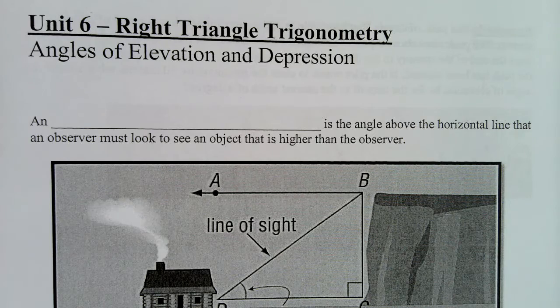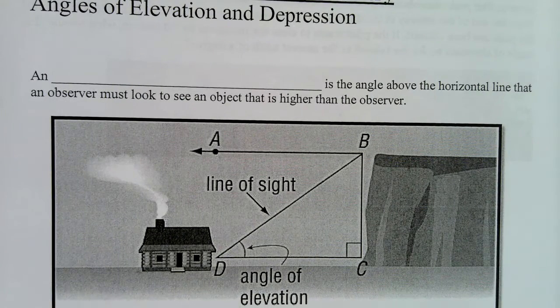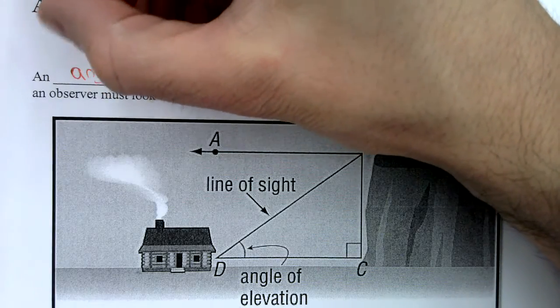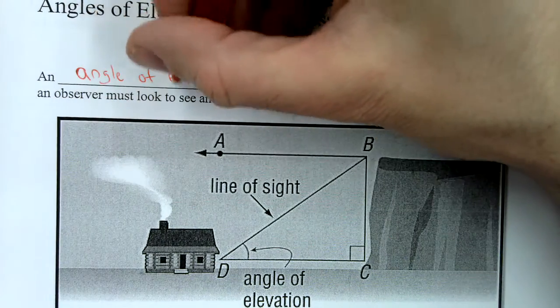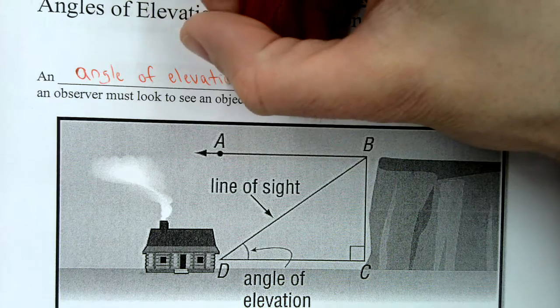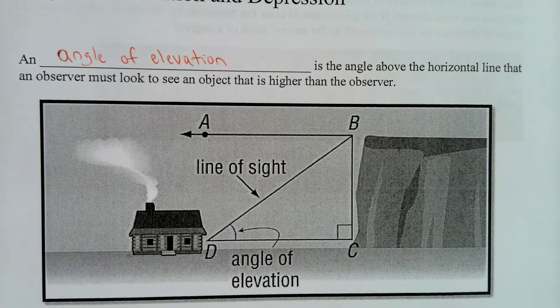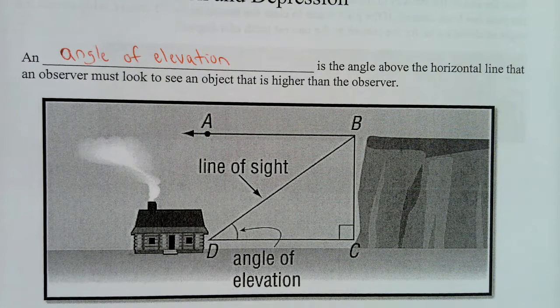The first definition is an angle of elevation. An angle of elevation is the angle above the horizontal line that an observer must look to see an object that is higher than the observer.